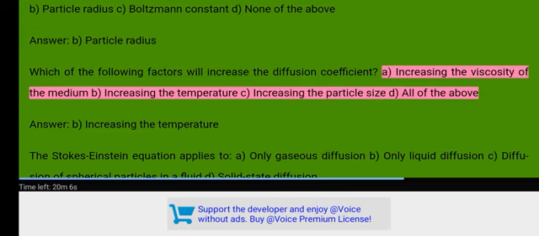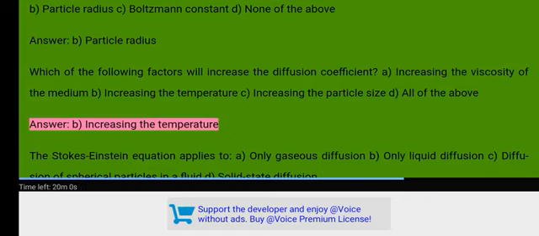Which of the following factors will increase the diffusion coefficient? A. Increasing the viscosity of the medium. B. Increasing the temperature. C. Increasing the particle size. D. All of the above. Answer: B, increasing the temperature.